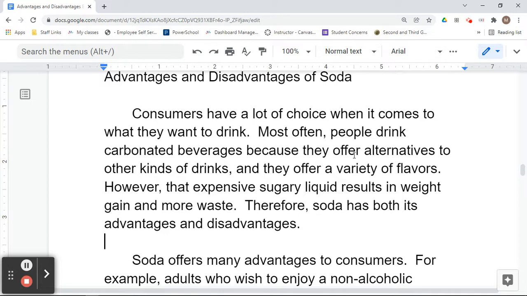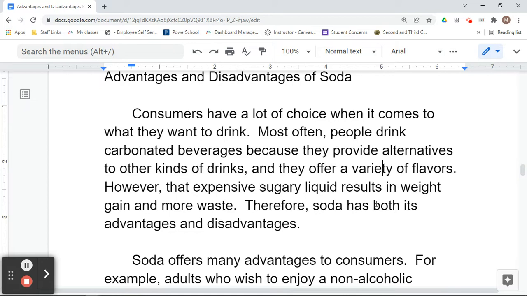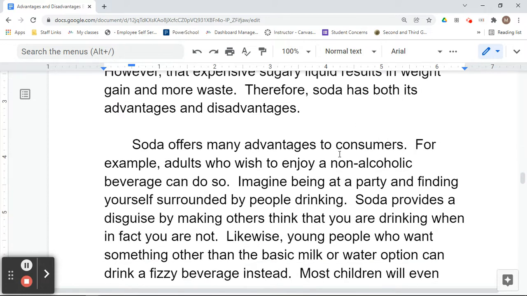Okay, one thing that I see they offer, and they offer... so I want a different word, because they offer alternatives to other kinds of drinks, and because they provide alternatives to other kinds of drinks, and they offer a variety of flavors. I like that. Provide, right, writers? Now moving on. Therefore, soda has both its advantages and disadvantages.